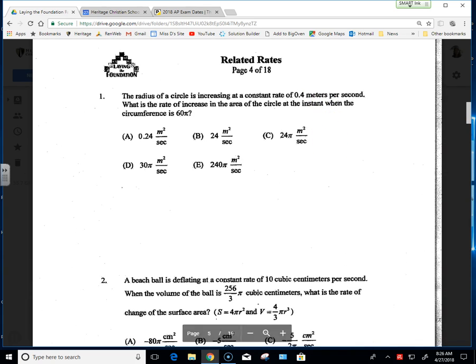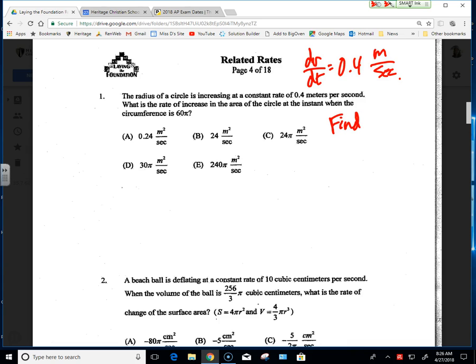Number 1, the radius of a circle is increasing at a constant rate of. Calculus speak. How do I put that? Radius increasing rate of. Good. Does that make sense? What is the rate of increase in the area? What am I finding? dA/dt. Good. Such that C equals 60 pi.